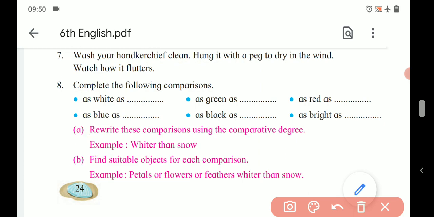Okay, so this is all about the activities or questions given in the exercise, based on the clothesline. I hope you have understood the given explanation and the provided answers. I hope you will find this explanation helpful.